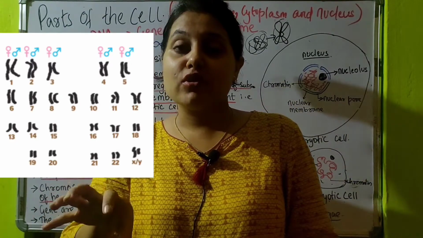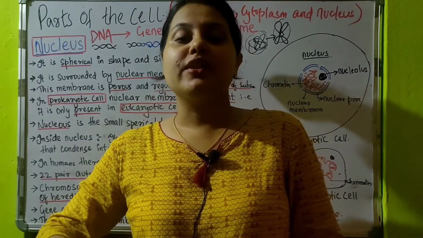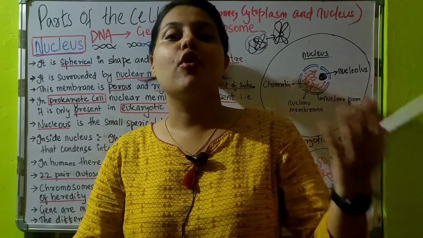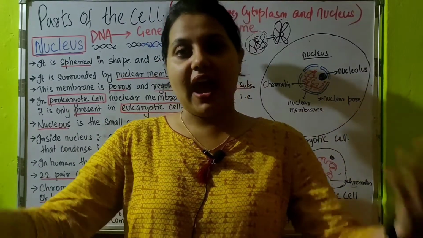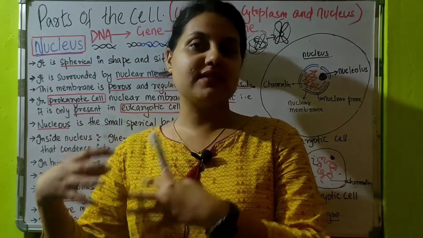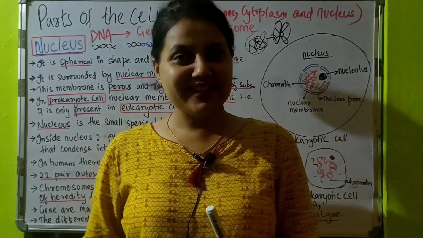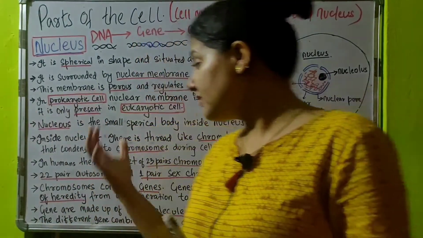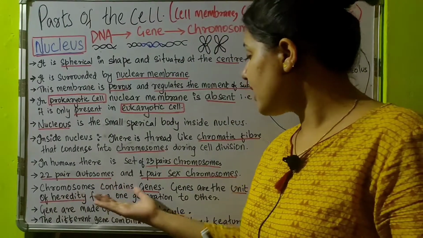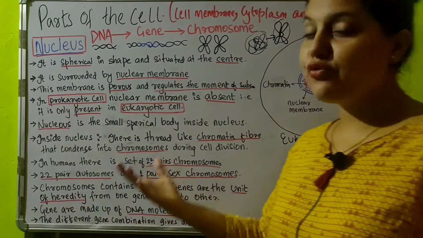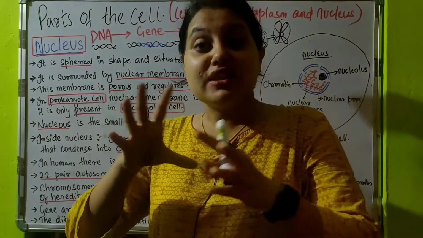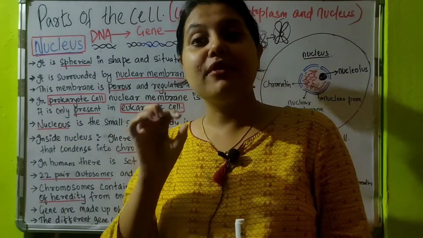Based on the sex chromosome, the sex of a girl child and boy child are separated. I have XX in my sex chromosome, but if you are a guy, you have XY in your sex chromosome. Now you see chromosomes contain genes. Genes are the unit of heredity. Now these chromosomes are made up of genes.